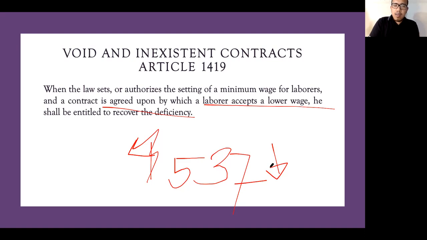So, yung agreement na yon to receive a salary which is lower than the minimum is void. And at dahil void yon, you can recover yung kulang. Yung 37 per day mo, pwede mong bawiin yun. Kahit nag-agree ka pa. Kahit pumirma ka pa ng kontrata na nagsasabing pumapayag kang mabayaran ng lower than minimum.